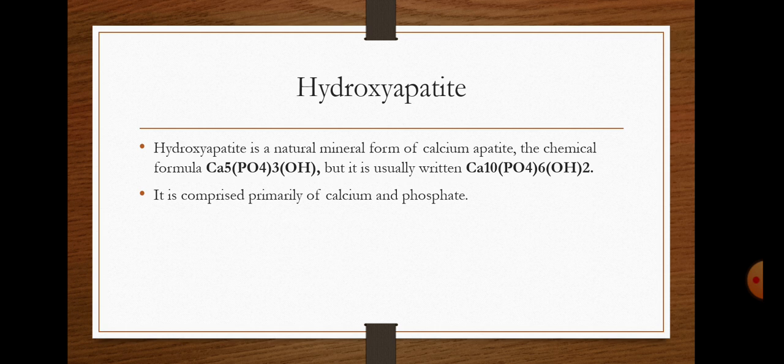Hydroxyapatite. Hydroxyapatite is a natural mineral form of calcium apatite. The chemical formula is Ca5(PO4)3OH, but it is usually written Ca10(PO4)6(OH)2. It is comprised primarily of calcium and phosphate.